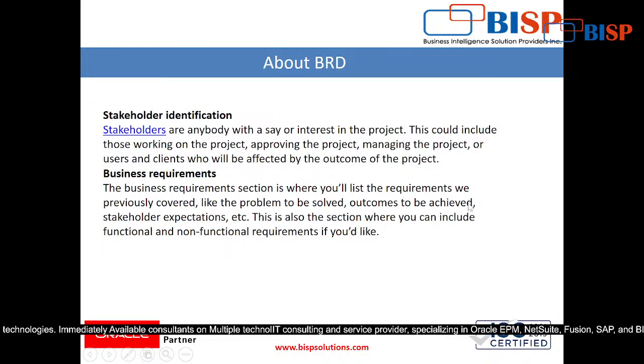Outcome to be achieved. What type of outcome? For example, in order to cash, they want that as soon as a sales order is created, one email should immediately be sent to the customer, one email should be sent to the sales manager, and immediately the printout should be saved into the records. So this is called outcomes to be achieved. This is also a section where you can include functional and non-functional requirements. How the functionality works depends on the requirement.